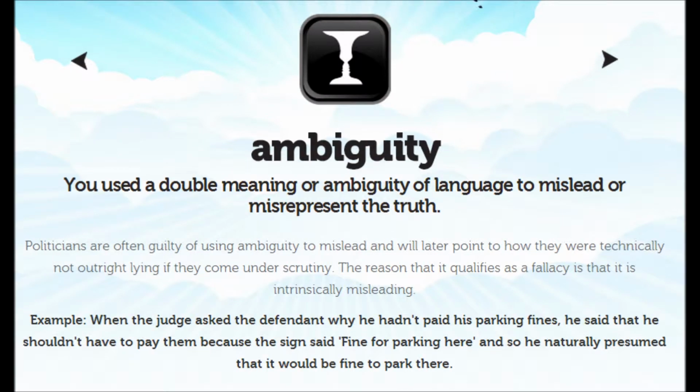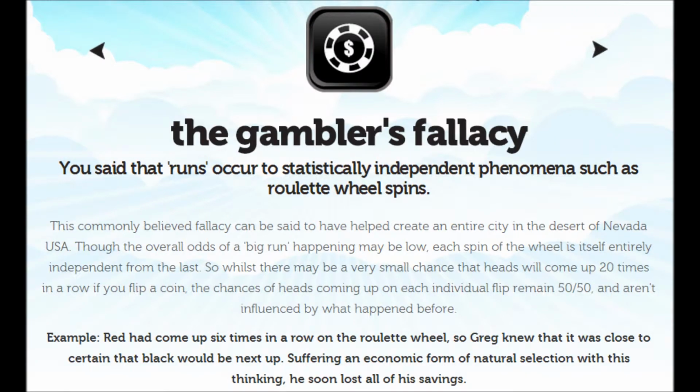13. The gambler's fallacy. You said that runs occur in statistically independent phenomena such as roulette wheel spins. This commonly believed fallacy can be said to have helped create an entire city in the desert of Nevada, USA. Though the overall odds of a big run happening may be low, each spin of the wheel is itself entirely independent from the last. So whilst there may be a very small chance that heads will come up 20 times in a row, if you flip a coin, the chances of heads coming up on each individual flip remain 50/50, and aren't influenced by what happened before. Example: red had come up 6 times in a row on the roulette wheel, so Greg knew that it was close to certain that black would be next up. Suffering an economic form of natural selection with his thinking, he soon lost all of his savings.